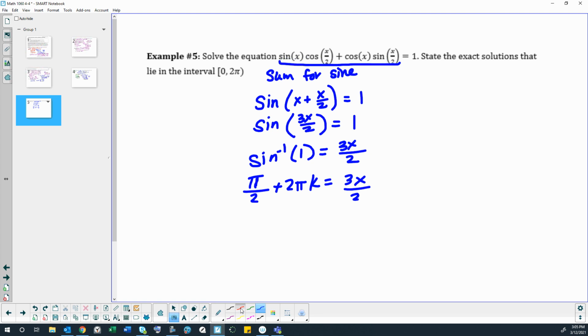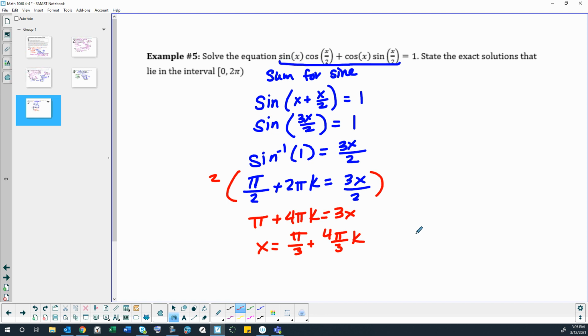Okay, let's go ahead and solve this. So I'm going to get rid of the 2's by multiplying everything by 2. So that would give us pi plus 4 pi k equals 3x. I'm trying to solve for x, correct? So then dividing everything by 3, we would have pi thirds plus 4 pi thirds k. So that will represent our answers.